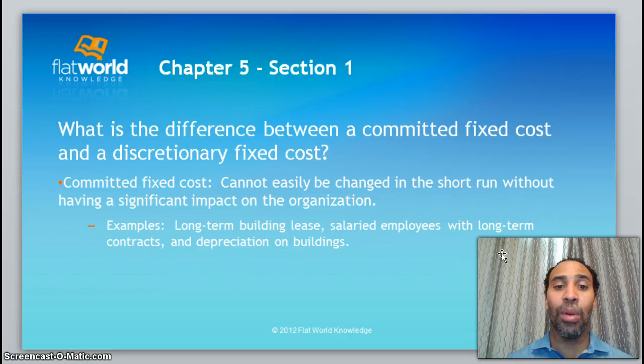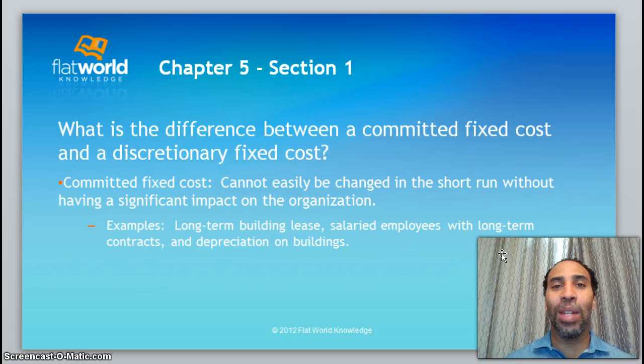So here's a good example. A long-term building lease, right? You can't just break your lease, right? There's going to be a fine if you do, right? You're going to have to pay out some extra money. Salaried employees with long-term contracts, they have these contracts just like in sports.